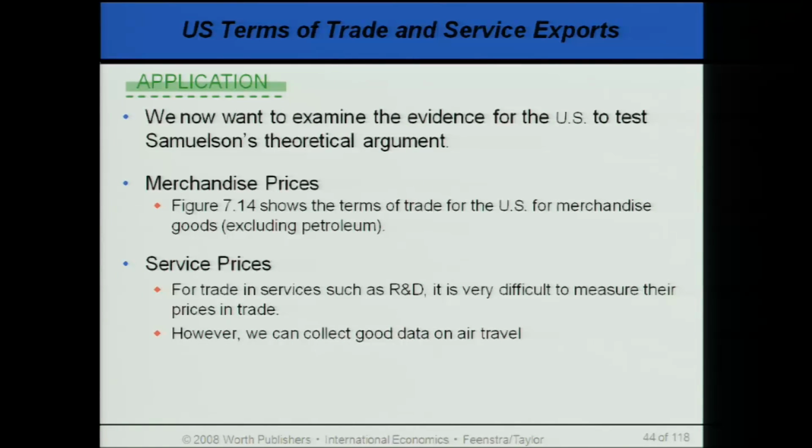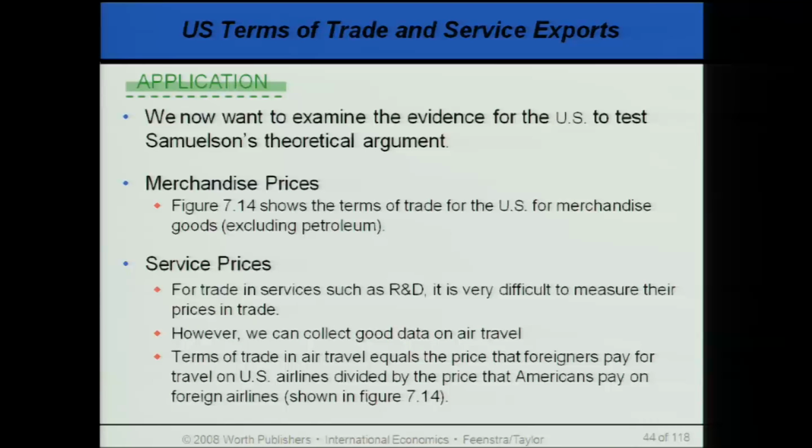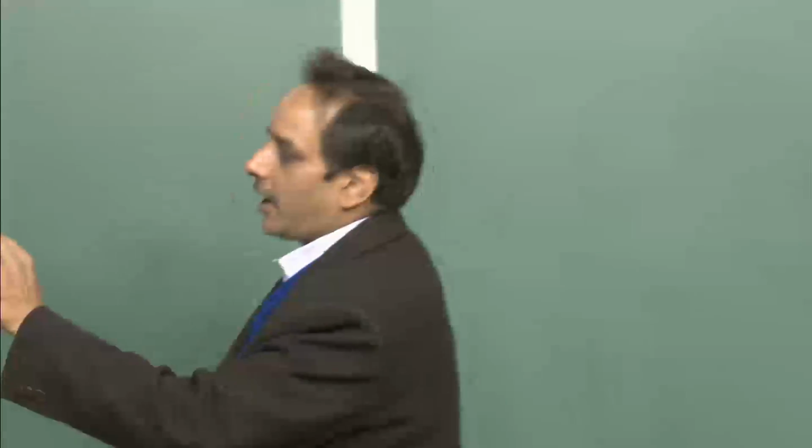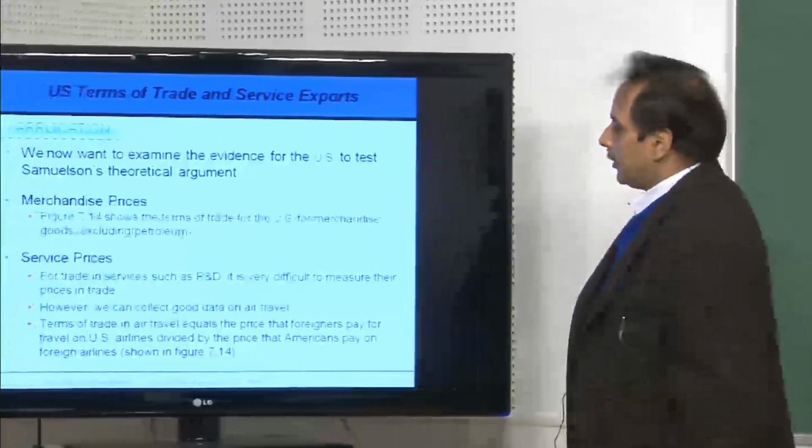Now the empirical results will show that this is not true. The figure shows the terms of trade for the US for merchandise goods and for service prices. For trade in services such as R&D, it is very difficult to measure the prices. However, we can collect good data on air travel. So the terms of trade in air travel equals the price that foreigners pay for travel on US airlines divided by the price that Americans pay on foreign airlines. So this is just a proxy for the terms of trade in the service sector.